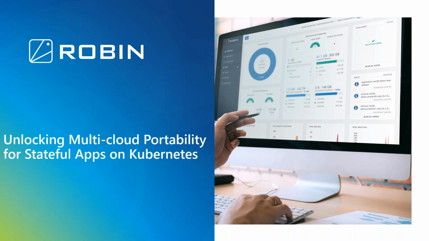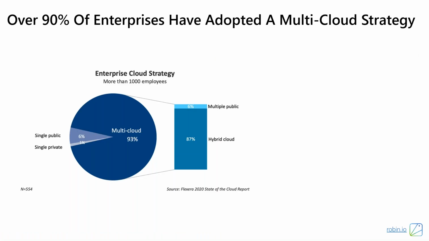Hi, everyone. This is Ankur Desai from Robin. I'm the Director of Product here at Robin, and welcome to the webinar, Unlocking Multi-Cloud Portability for Stateful Applications on Kubernetes. Now, one might be wondering, why is multi-cloud portability so important? If you look at the state of cloud survey, a recent survey by Flexera, we see that more than 90% of enterprises have adopted a multi-cloud strategy. What that means is almost all of the enterprises in the world are using more than one cloud.